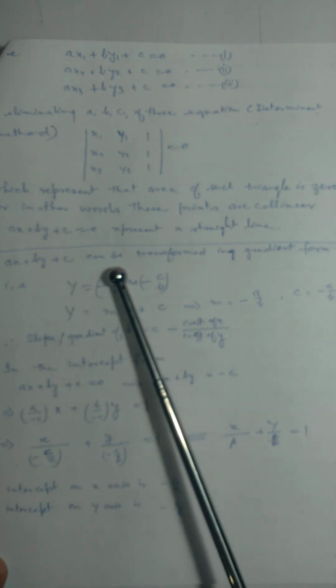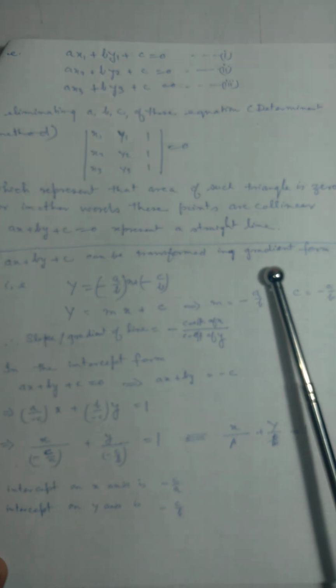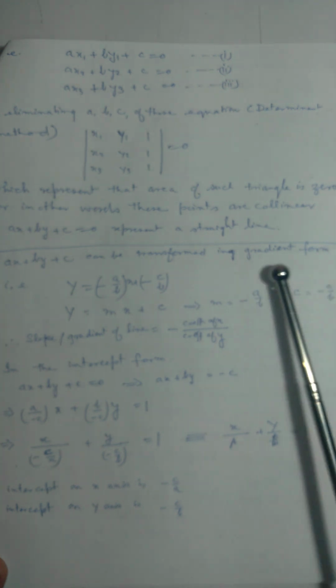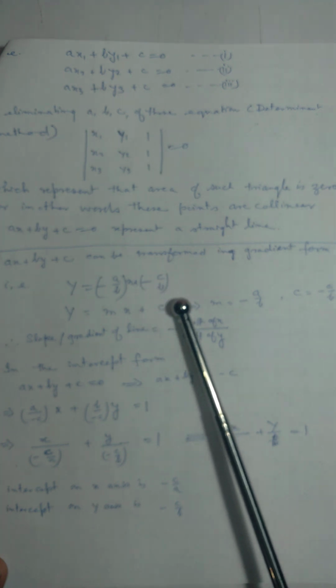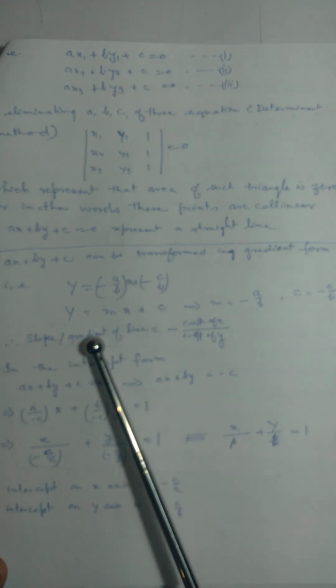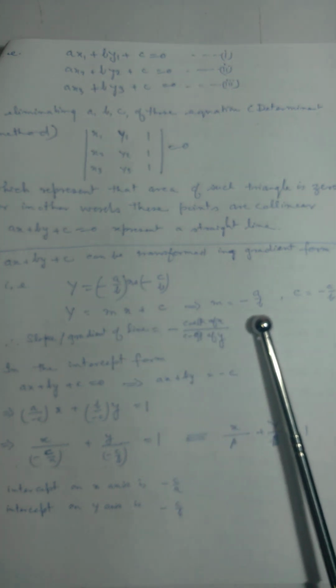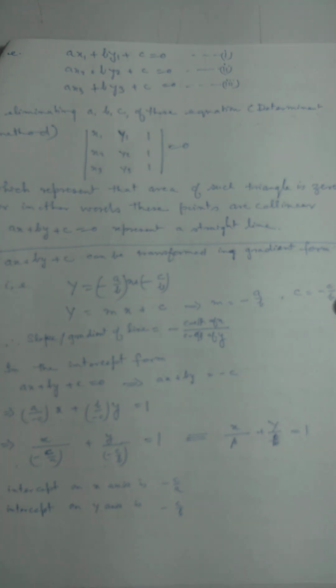ax plus by plus c can be transformed in gradient form. Here I have written y is equal to minus a by b x plus, in brackets, minus c by b. So y will be equal to mx plus c. Now compare it. You will get the value of m is equal to minus a by b, and the intercept will be minus c by b. The slope or gradient of the line, from here you can understand, is minus the coefficient of x upon the coefficient of y.